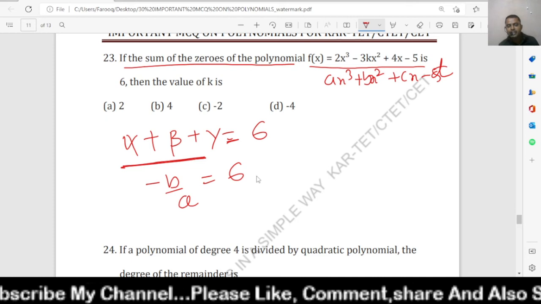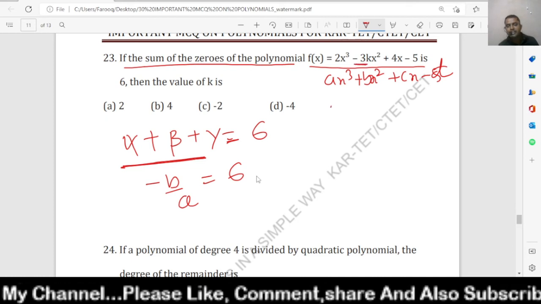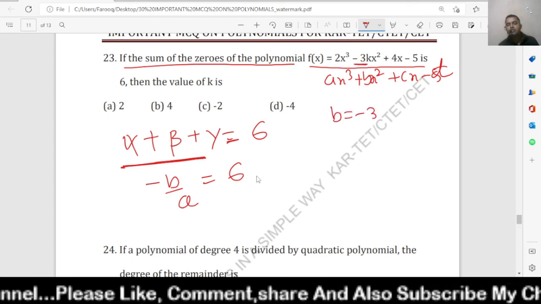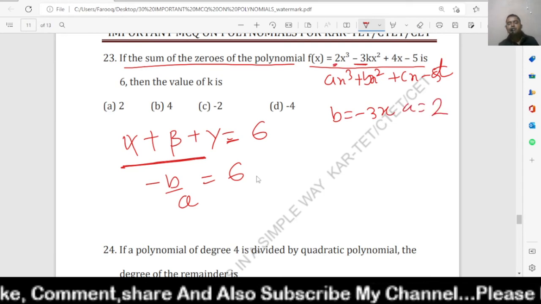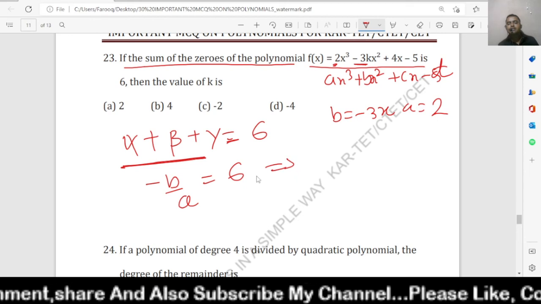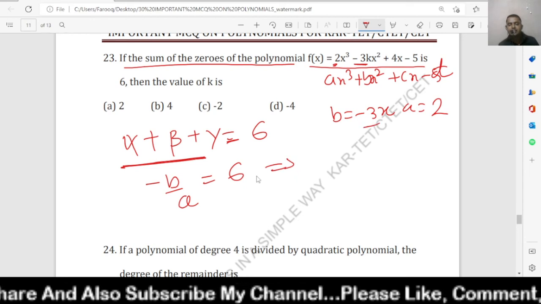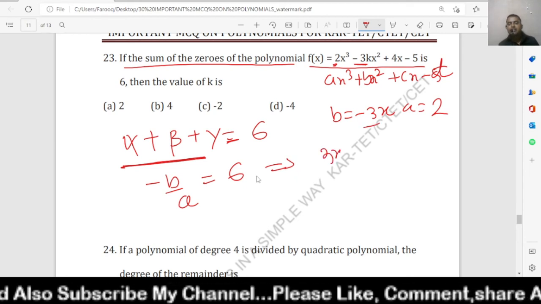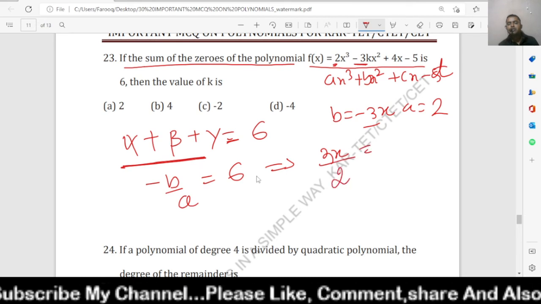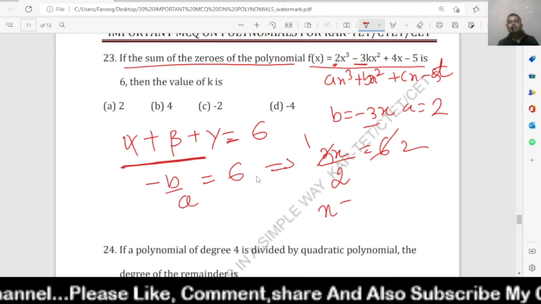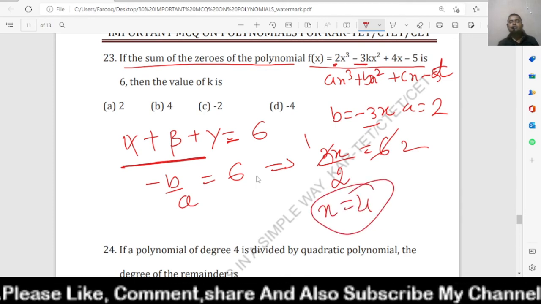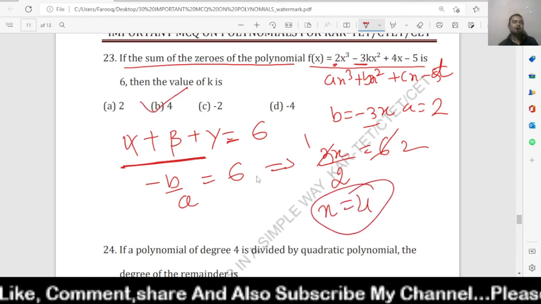What is the value of b? That is the coefficient of x square here, minus 3k. So b is equal to minus 3k, and a is equal to 2. Put the values in this equation. Here is a minus sign, and here is also a minus sign, so they get cancelled. 3k divided by 2 is equal to 6. 3 ones are 3, 2 sixes are 12, so k is equal to 2 into 2, which is 4. So option B is correct.